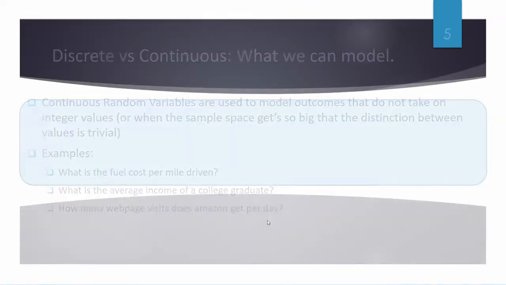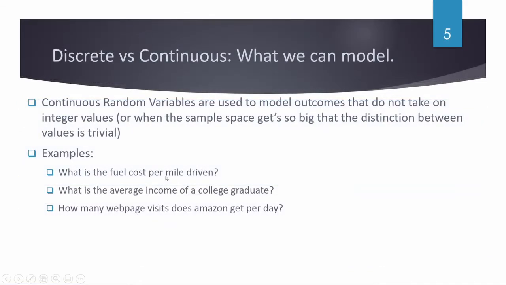Let's take a moment here and talk about the distinction between discrete and continuous random variables. Now, in discrete random variables, all of our outcomes were integer values. We were thinking about things like the number of sales that someone might make, 0, 1, 2, 3, 4, 5. For a continuous random variable, we need not have an outcome that is limited to these integer values.